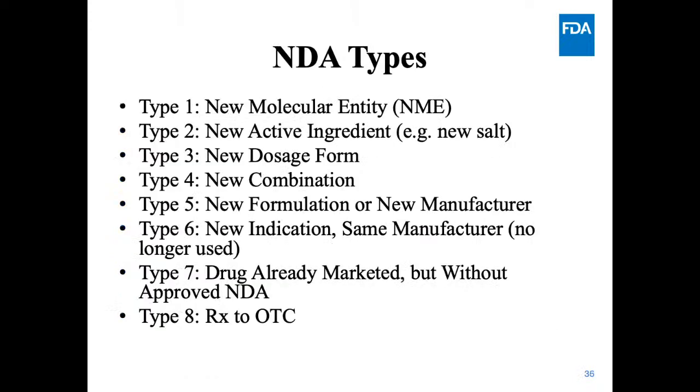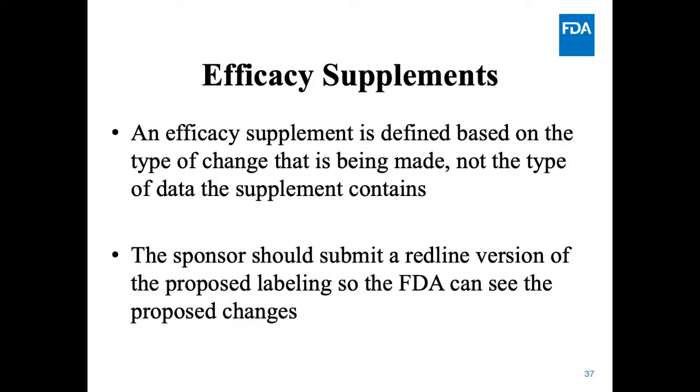Then NDA types. NDA types include a new molecular entity, new active ingredient, new dosage form, new combination, new formulation or new manufacturer, new indication, same manufacturer, and a drug already marketed but without an approved NDA. That is the reaction to OTC.